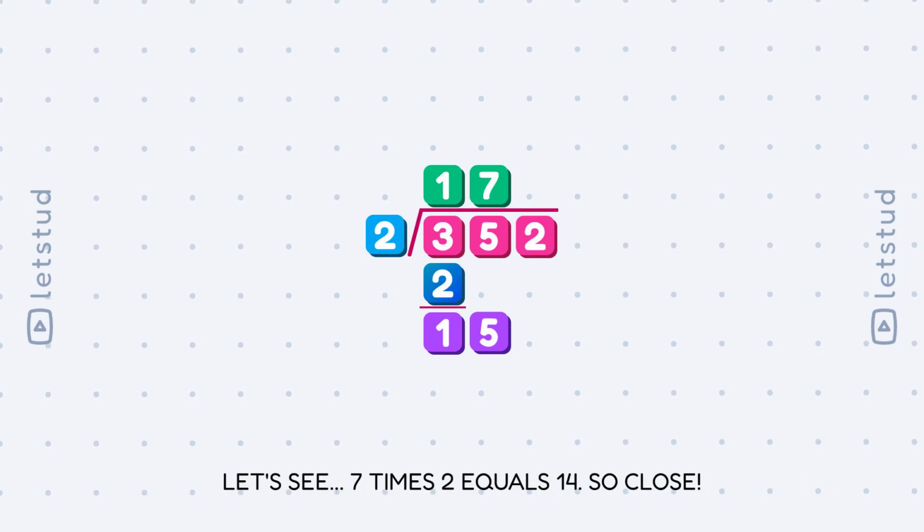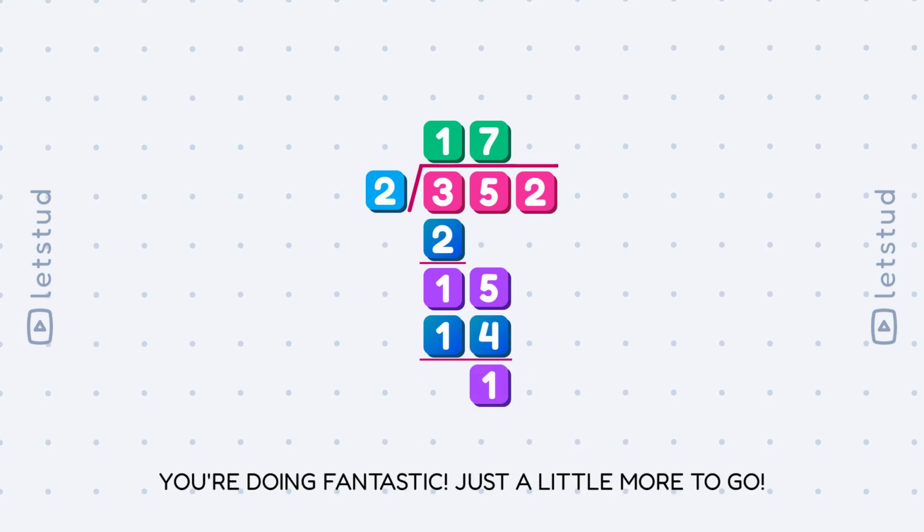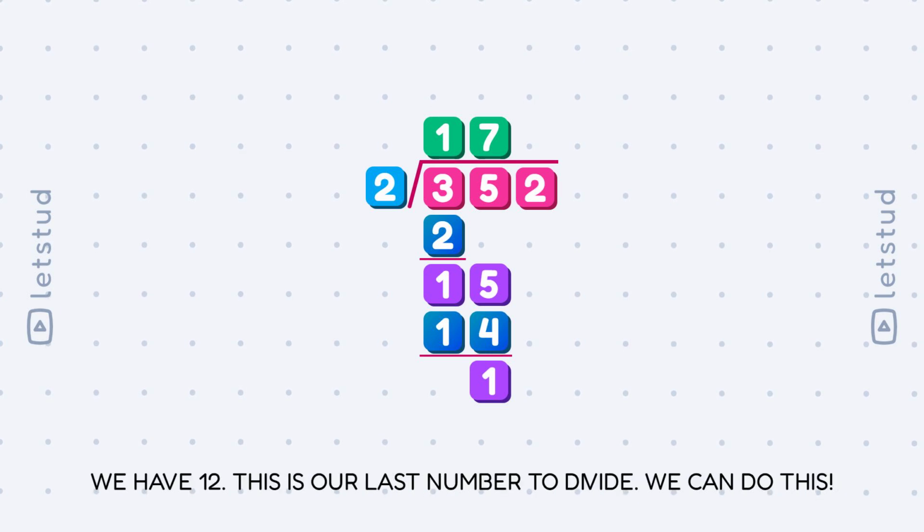Let's see, 7 times 2 equals 14, so close. We subtract 14 from 15, that leaves us with 1. You're doing fantastic, just a little more to go. Let's bring down the last digit 2 to make our new number 12. We have 12, this is our last number to divide, we can do this.